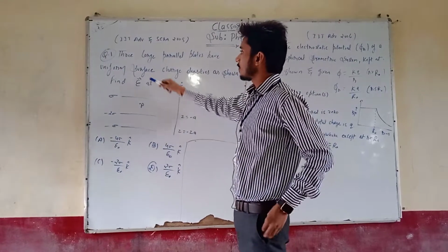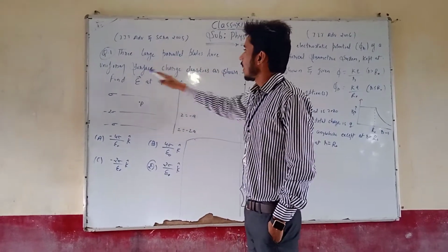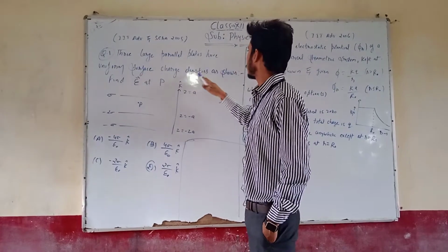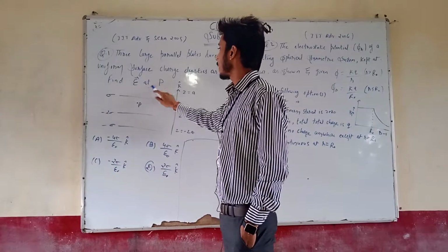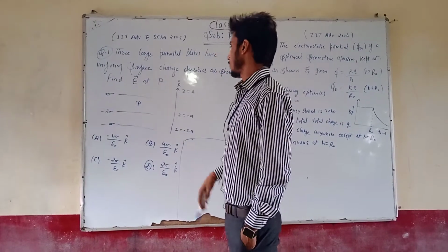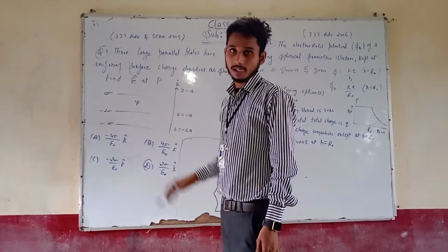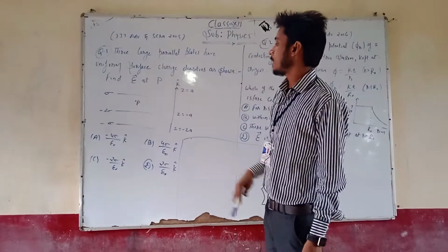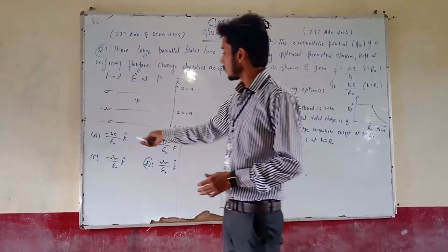Okay. So the very first question says that there are three large parallel plates having uniform charge densities as shown, and we have to find the electric field at point P due to these three uniformly charged parallel plates, right? We are given four options.